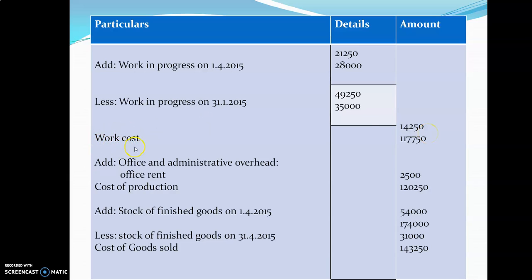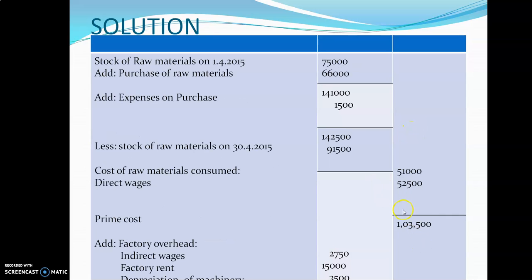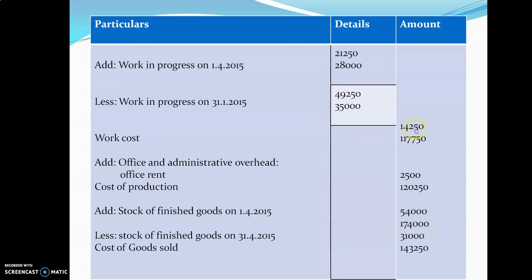Now to get the work cost, what you will do? To get the work cost, you have to add the factory overhead total with the prime cost. It was already in the format. So adding prime cost with the factory overhead total, we get work cost, which is 1,17,750.